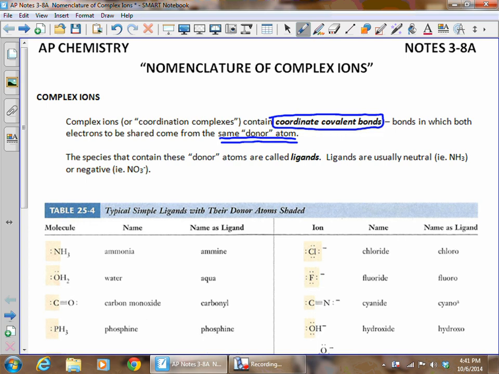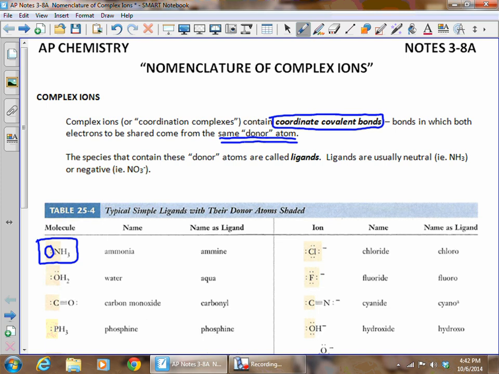So what do we mean by that? Well, you'll have something like, for example, this species down here, ammonia. If you draw the structure of ammonia, over on the side over here, there's a lone pair of electrons. And that lone pair of electrons can attach onto another species. Often that other species is a metal cation. We'll see that happening, and those are the types of things that we're going to learn how to name.